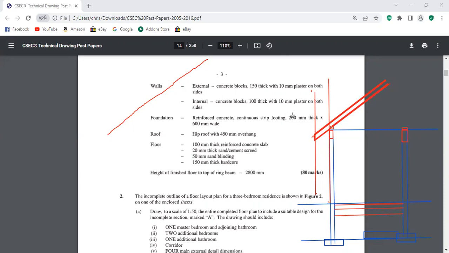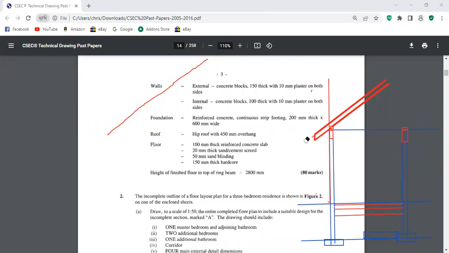So all of this would go on. So remember, to get the overhang, you simply draw a vertical line here, or you could even offset this to get the overhang. Then you clean up all of those.